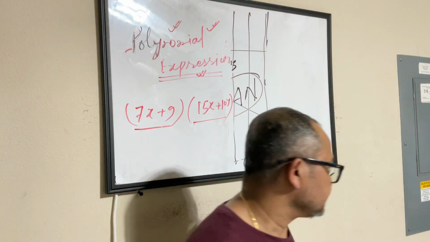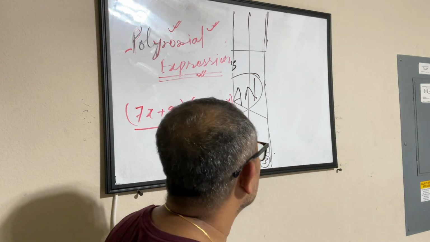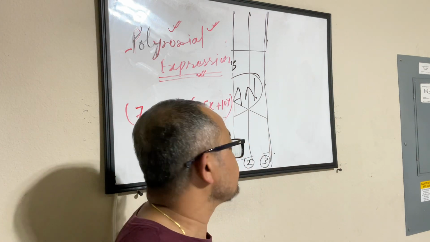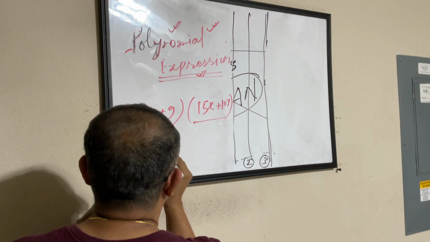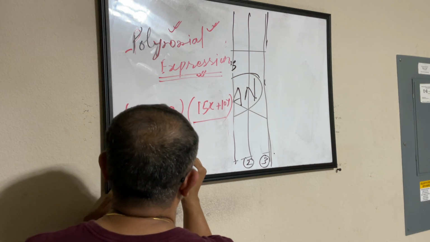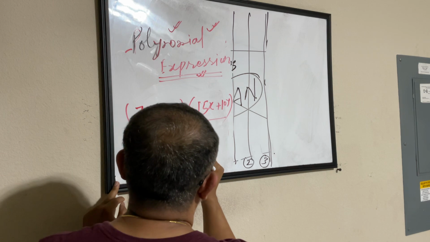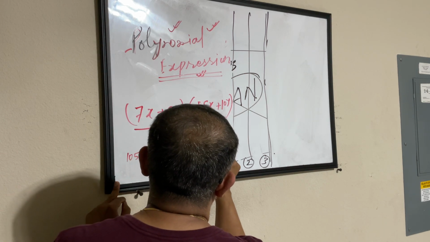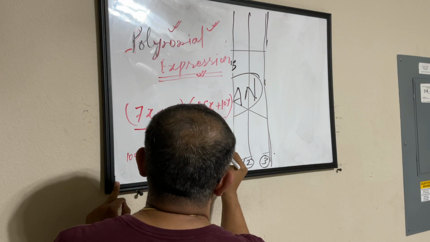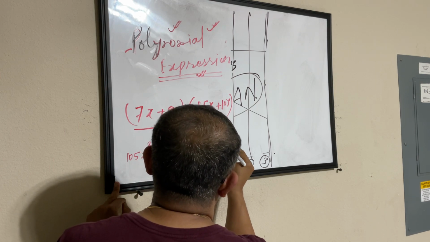Yes, Praneeth. I got the answer. Tell me what it is. 105x squared plus 135x plus 70xy plus 90y, sorry. Okay.